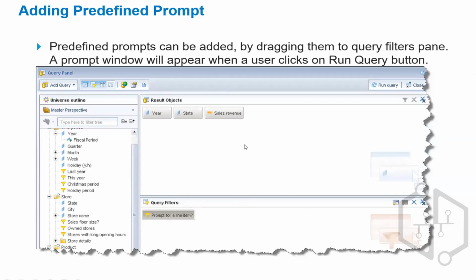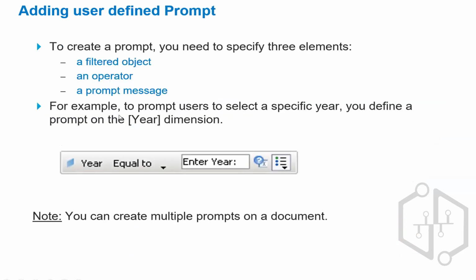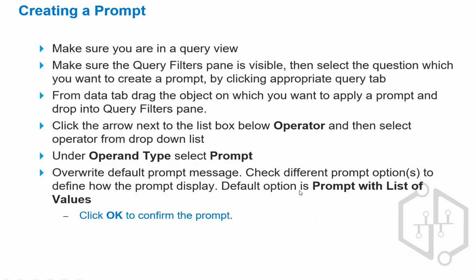These are the predefined filters. As I told you, for dynamic filters, we have to select a prompt. This is the prompt option. We need these three things to create a prompt. We should select some object, year or state, what we want to filter on, and an operator: equal to, not equal to, in list, between, matches. There are many operators available, and then the prompt text, enter year. So this is the prompt that we have.